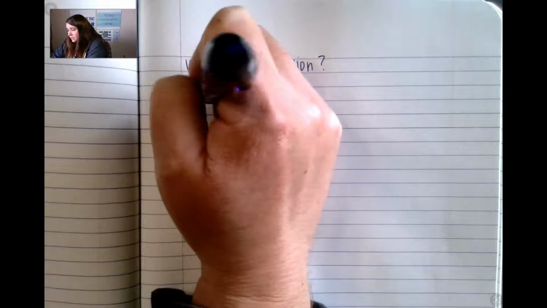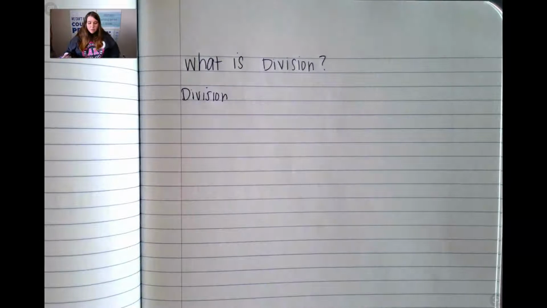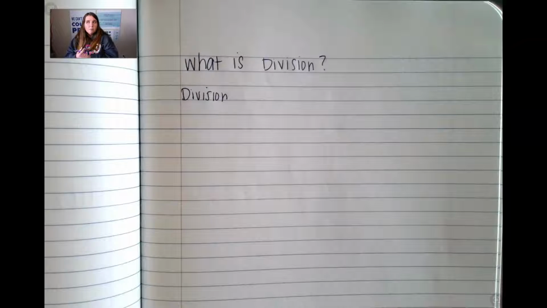So division. Division is a skill that you will use to find how many things are either split up or shared equally into different groups. So it's really like the reverse of multiplication. Addition and subtraction go together, they undo each other, or they work together. Multiplication and division go together.